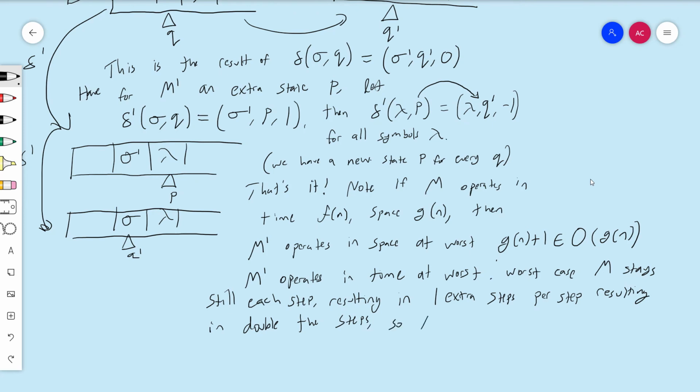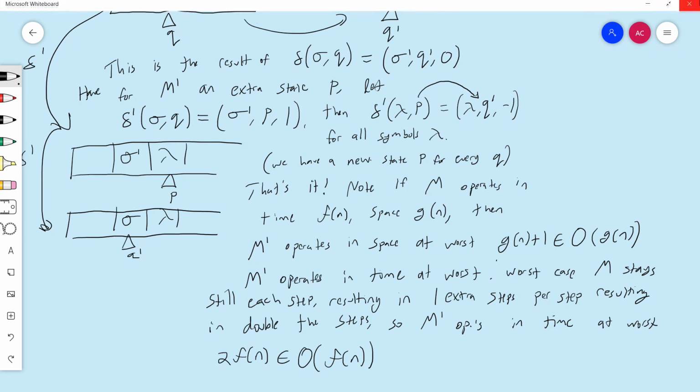So M prime operates in time at worst 2f of n. If I stay still every step, then I'm going to have one more step for every step, and that gives me twice the number of steps. But again, just like plus 1 doesn't really matter here, 2f of n is still O of f of n. So this new algorithm produces no meaningful differences in time and space.